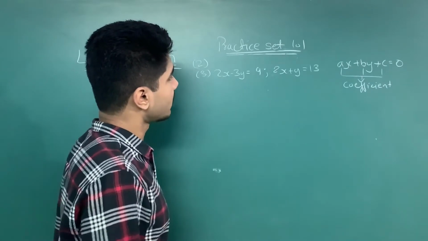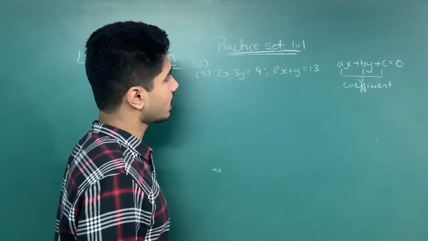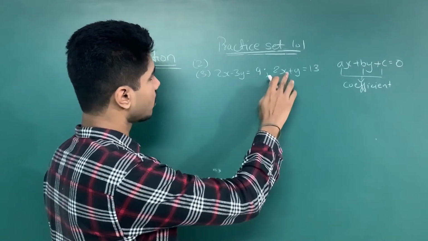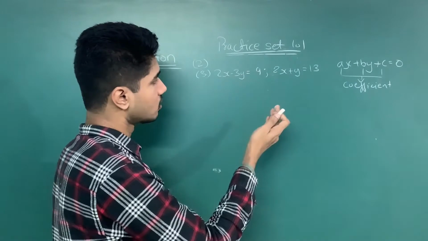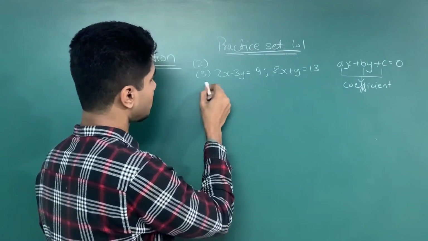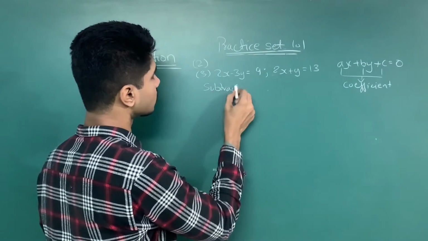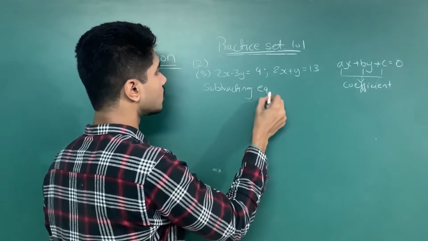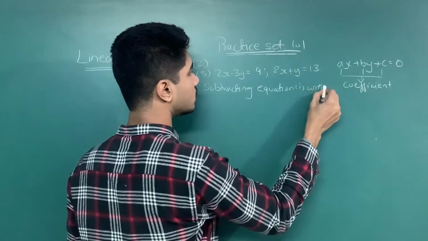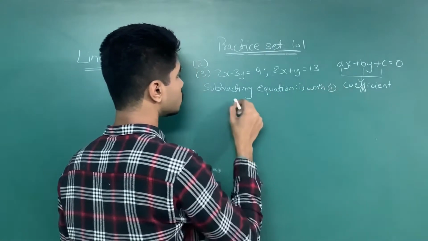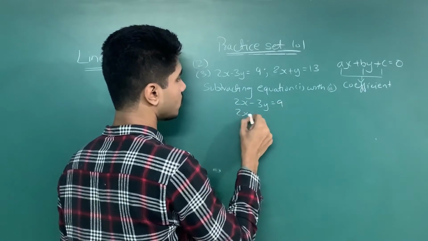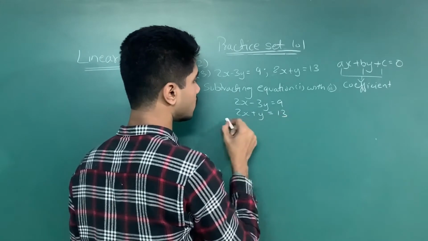Third question, 2x minus 3y is equal to 9 and 2x plus y is equal to 30. Now, ये equation में x का जो coefficient है same है, so you don't need to multiply anything. So you can start as it is. So subtracting equation 1 with 2. So 2x minus 3y is equal to 9 and 2x plus y is equal to 30.